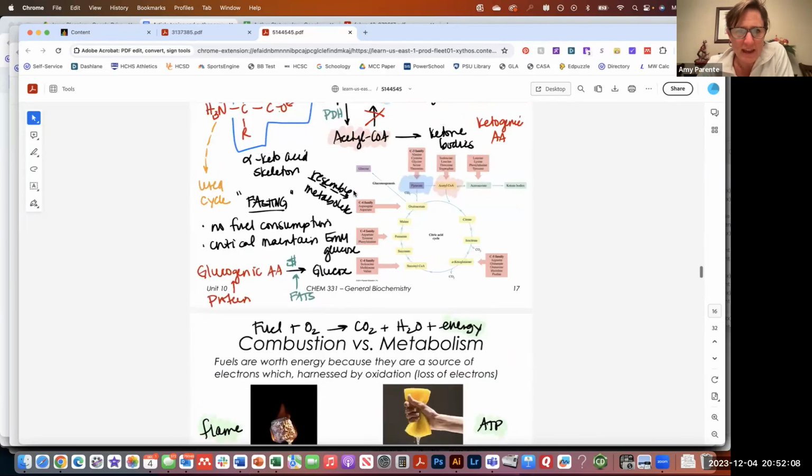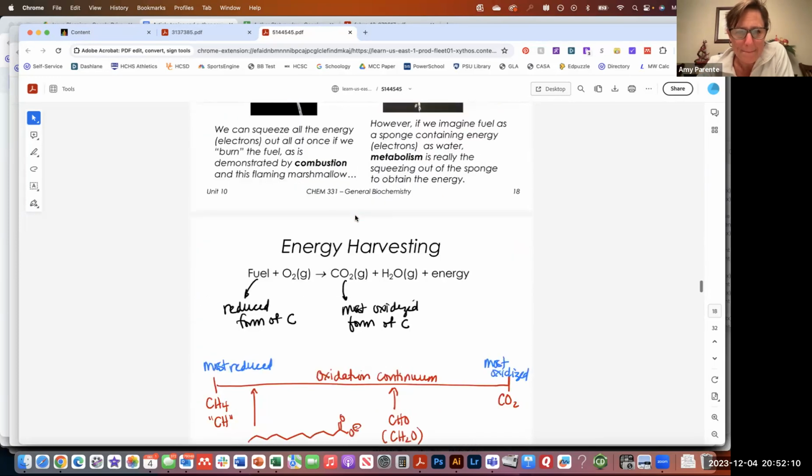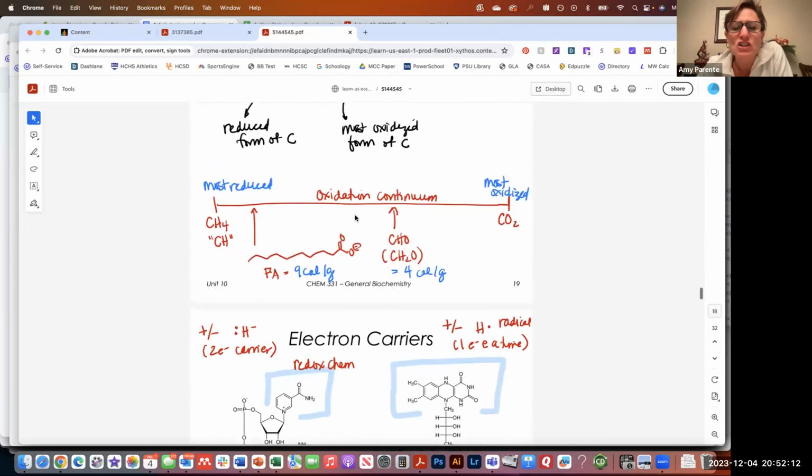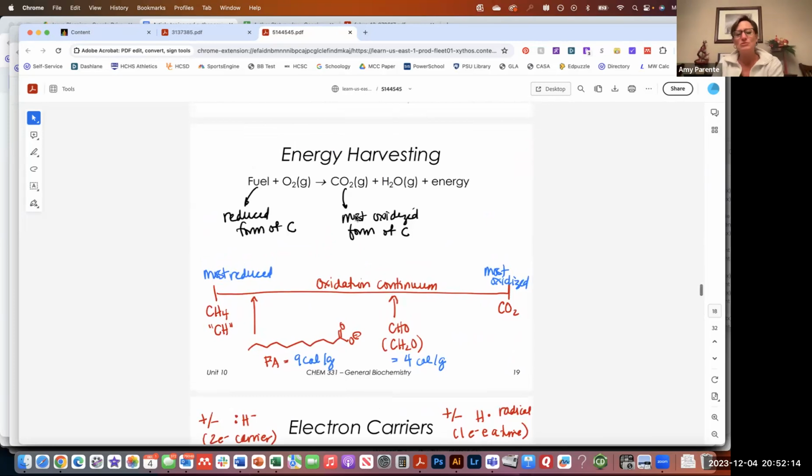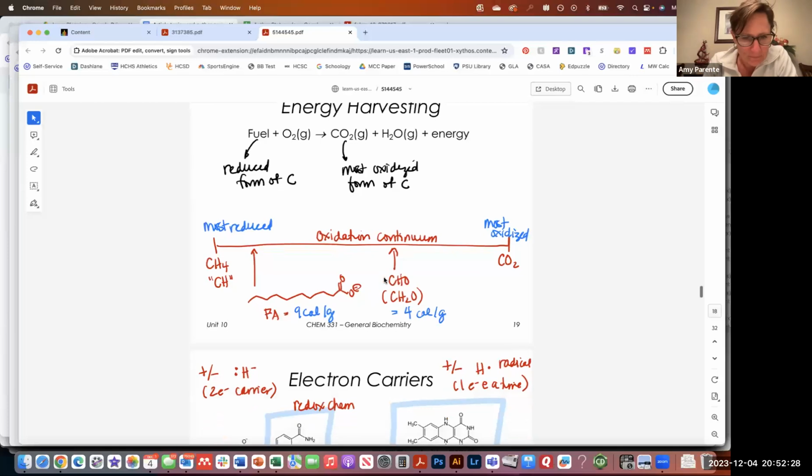So hopefully that helps, Cassie. Here's that energy continuum piece, right? Be able to use this then to explain why fats are worth 9 calories per gram, but carbohydrates are only 4. They're more oxidized, so they're not worth as much because they're already further along on this oxidation continuum.